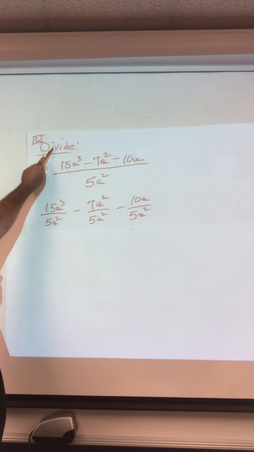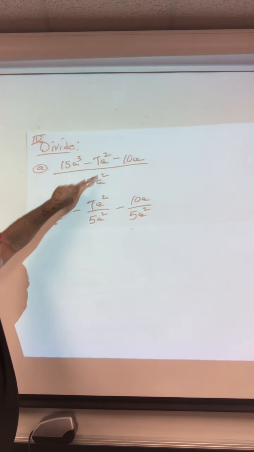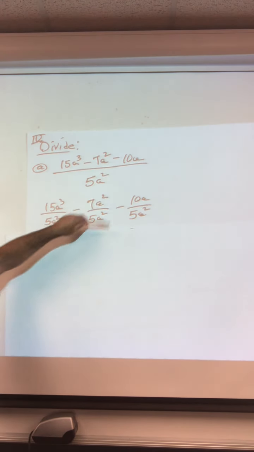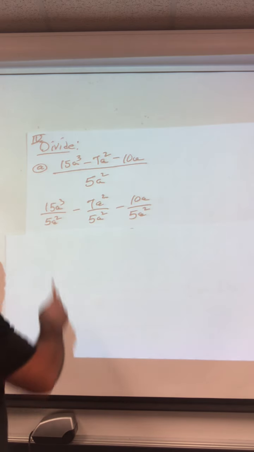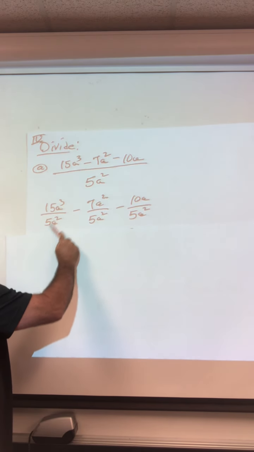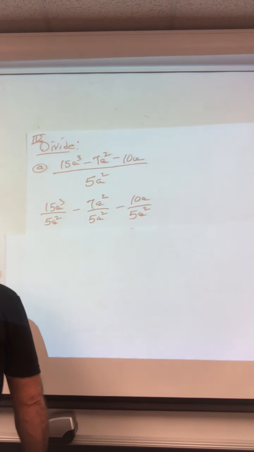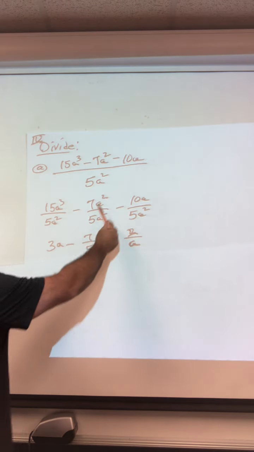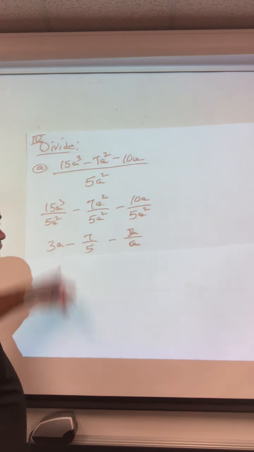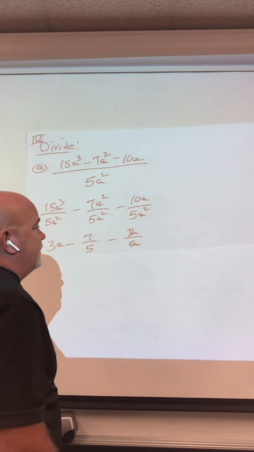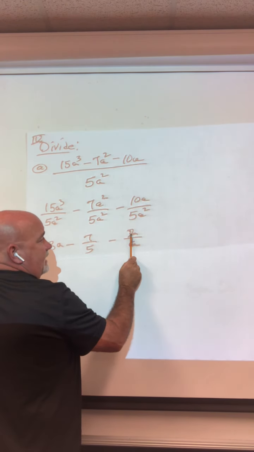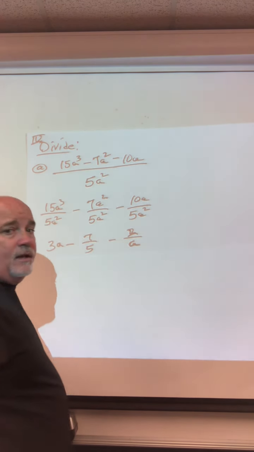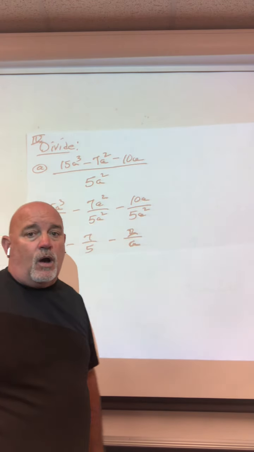So do this one divided by this, minus this one divided by that, minus this one divided by that. Now reduce each one as much as you can. Well, 5 into 15 leaves 3. A² into A³ leaves A¹. And then A² into A² cancels, but it leaves 7 over 5. And then 5 into 10 leaves 2, but the A¹ cancels with the A² and leaves the A¹ on the bottom because there's more on the bottom.